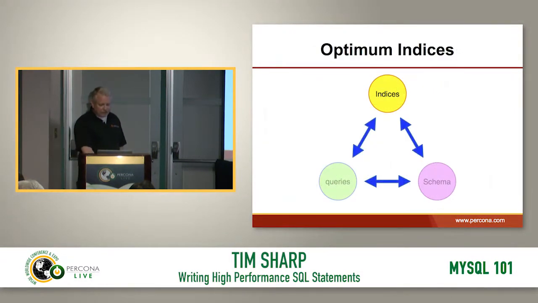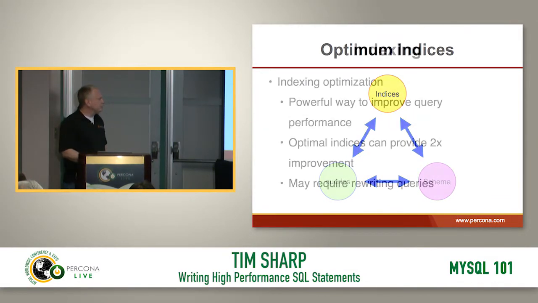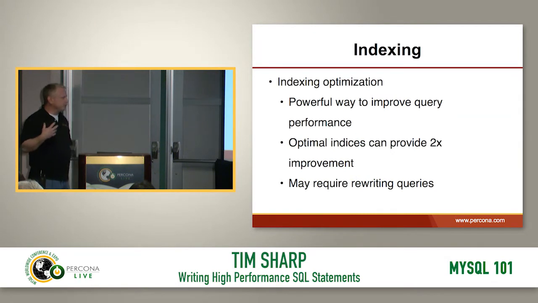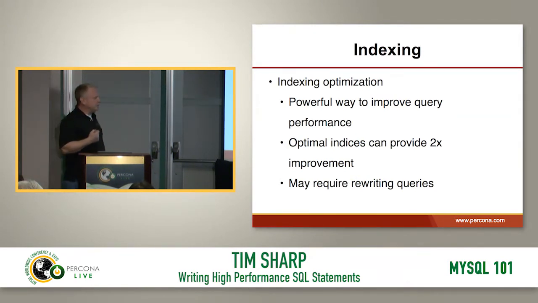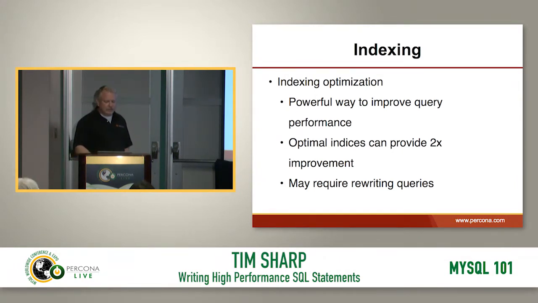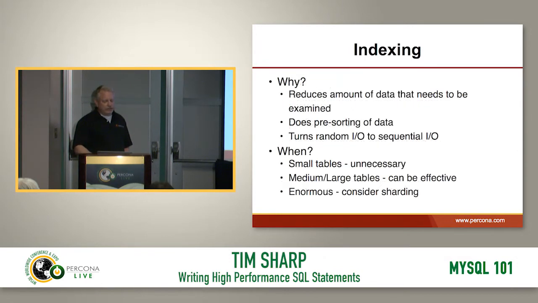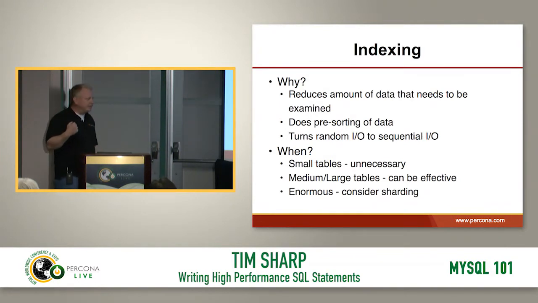The next part I'm going to talk about is indices. Indexing is a powerful way to improve the performance of your database, and optimal indices can improve it up to 2 times. However, it may require rewriting your queries. So why do you index? It reduces the amount of data that needs to be examined. You're pre-sorting your data, and you're turning random I/O into sequential I/O.